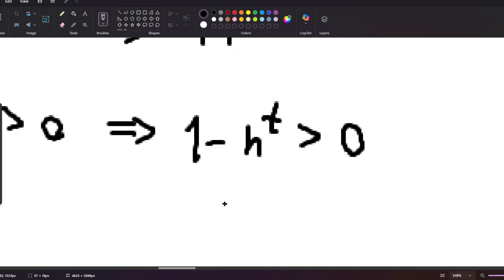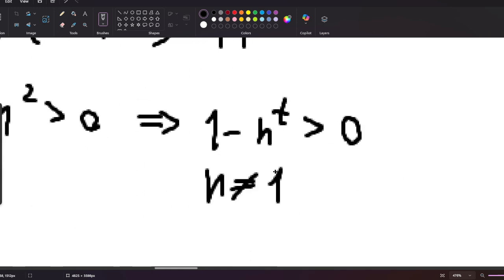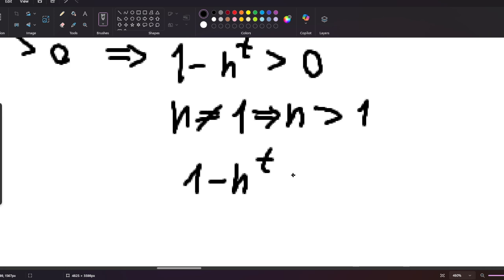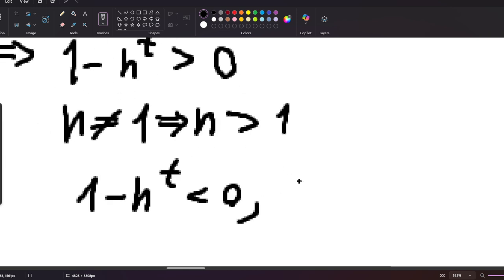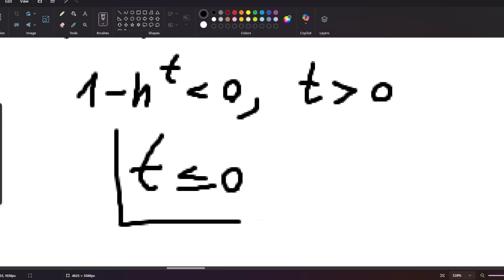Now, we know that n is not equal to 1. You can just substitute in and it won't work. So if n is not equal to 1, n is a natural number, so it's always going to be greater than 1. And that would suggest that 1 minus n to the power of t is going to be less than 0 if t is greater than 0. In other words, we know that t is less than or equal to 0.